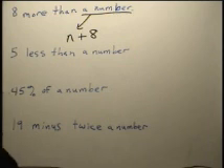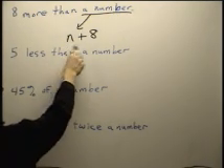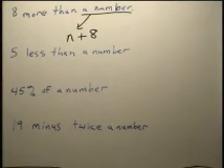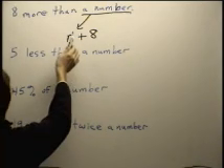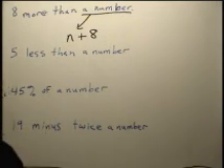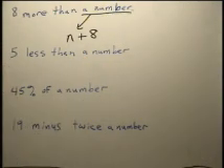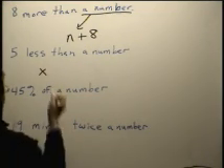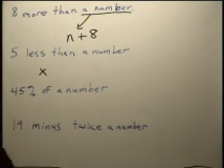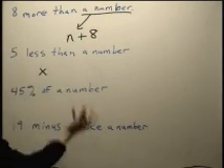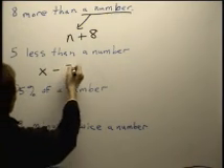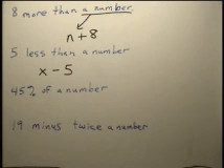Notice that if we knew the value of the number, we would know the value of the whole expression. For example, if n were 5, then 8 more than 5 would be 13. And here we see 5 plus 8 equals 13. The next example, 5 less than a number. So we start with our number, I'll call it x this time, and now we want 5 less than that, which means we're decreasing our number by 5. Therefore we subtract: x minus 5.